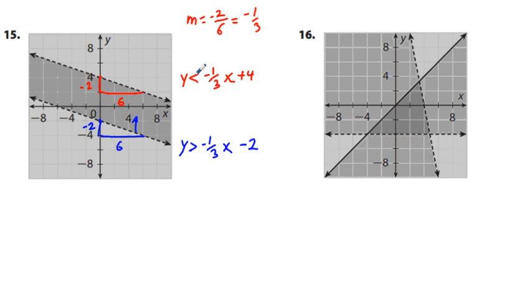So these would be our two inequalities that represent this system, and you can just test a point within that. If we test 0, 0, we plug in 0 for x, well, then 4 is certainly greater than 0. If we plug in 0 for x in the lower inequality, we have -2, and -2 is certainly less than 0. So these are the two inequalities that constitute the formulas for this system.